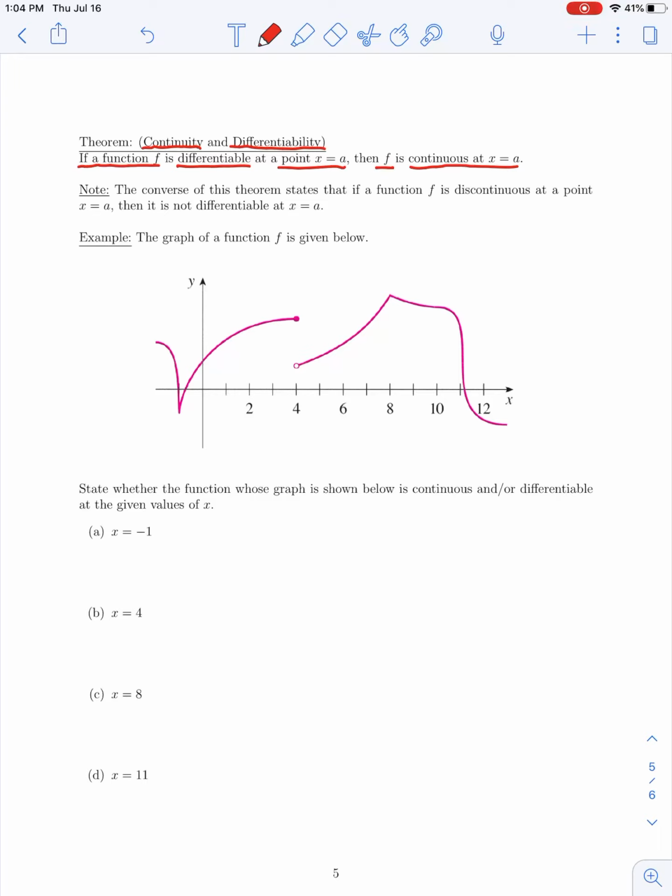Now, what we're going to make use of here, and what we used a bit earlier in chapter 11, was the converse of this theorem, which states that if a function f is discontinuous at a point x equals a, that is, if it is not continuous there, then it is not differentiable at x equals a. Because if a function is differentiable, it must be continuous. Therefore, if it is not continuous, it has no possibility of being differentiable at that point.